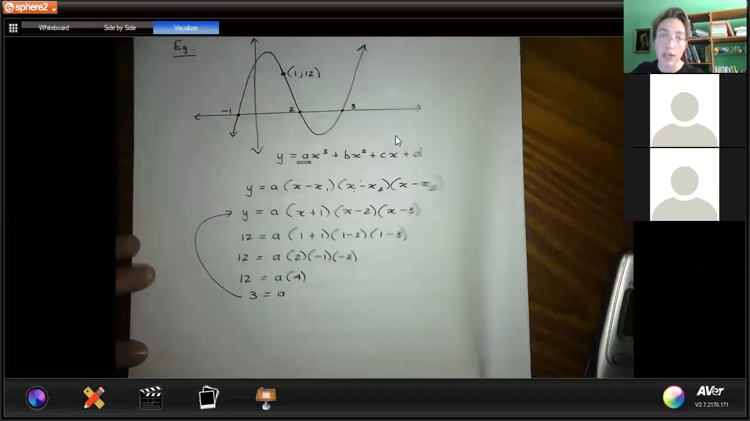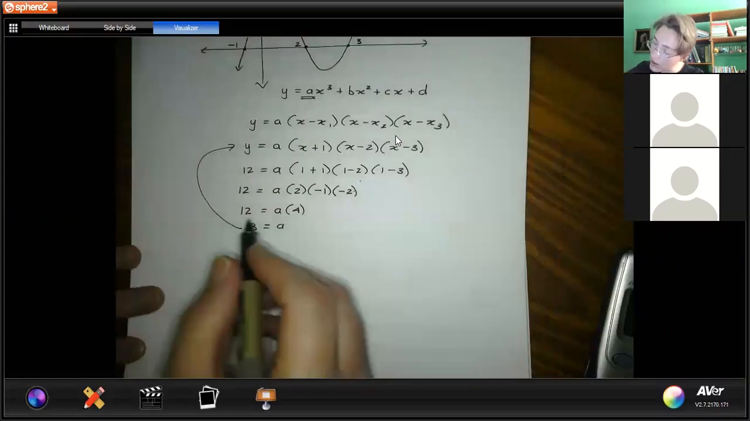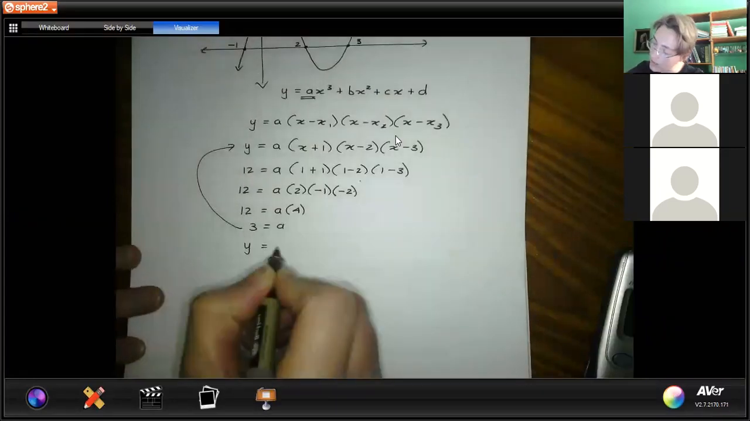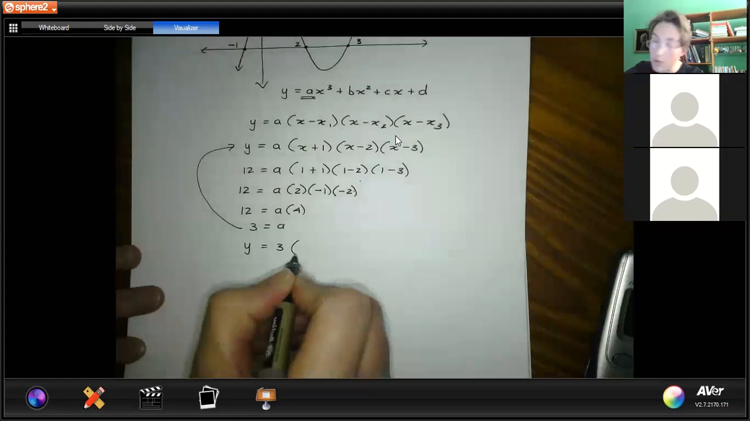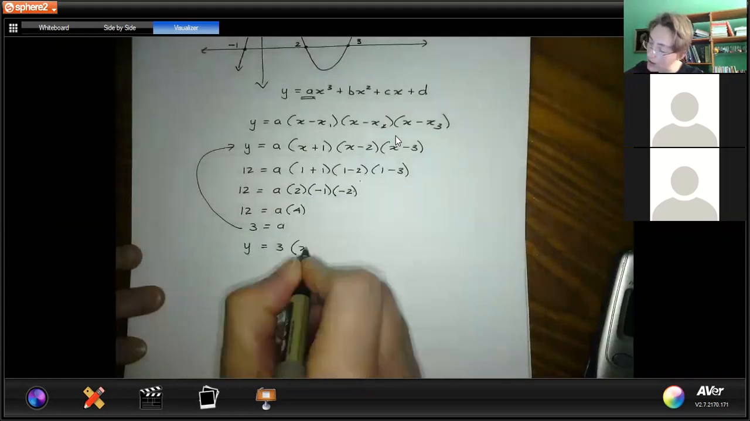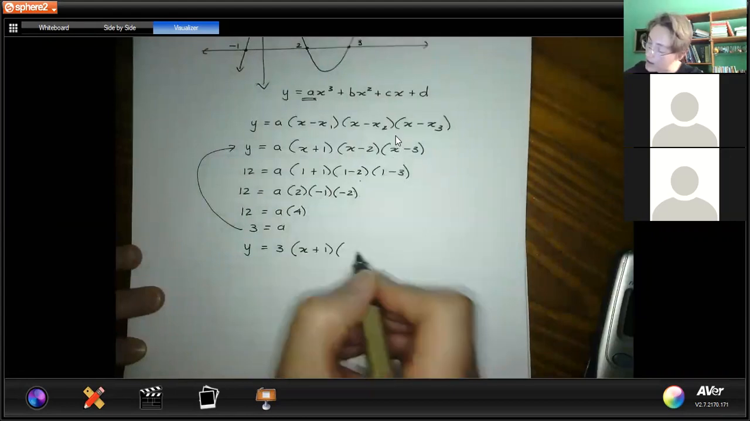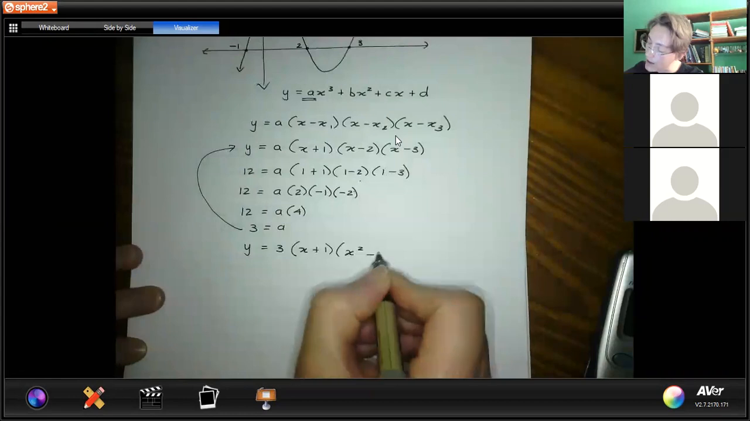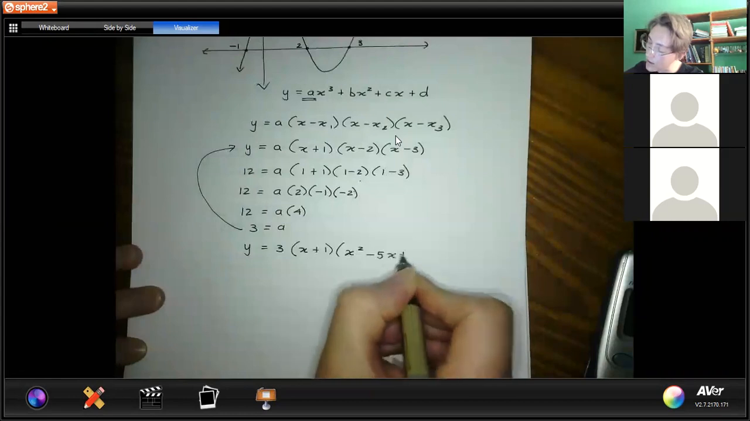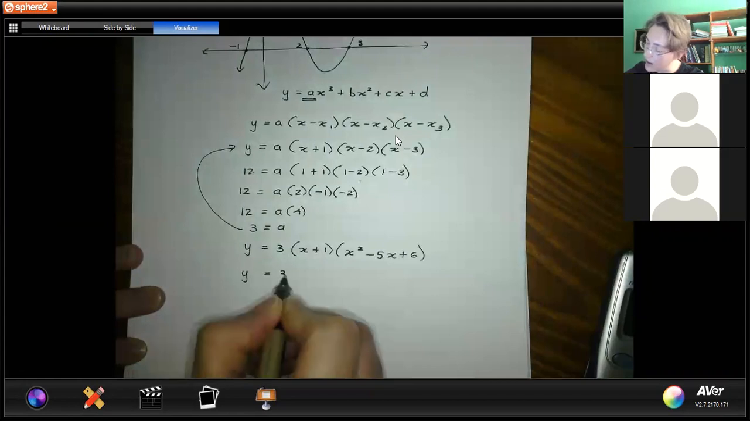And yes, I'm unfortunately going to have to multiply all of that out. We don't really have any other option here. We're going to say y is equal to 3 times, and I'm already going to do the multiplication, maybe just of those second 2. So I'm going to just leave the x plus 1 over here. And I'm going to multiply that x minus 2 by x minus 3. So that's going to be x squared minus 5x plus 6. And then I'm going to leave the 3 out there for now. I'm going to multiply this out.